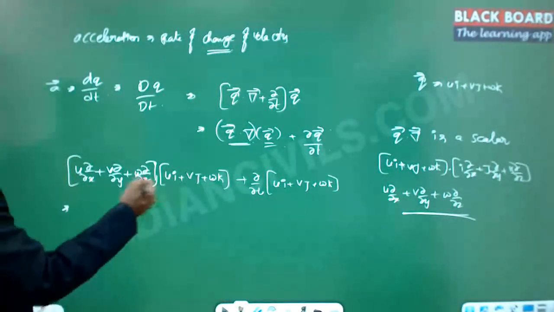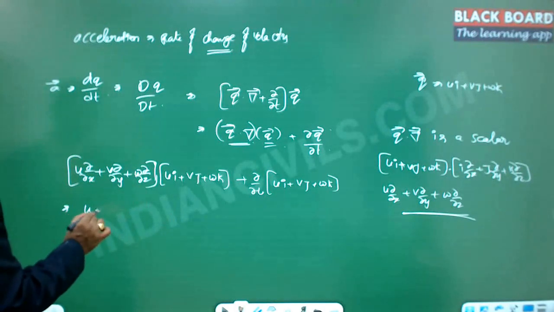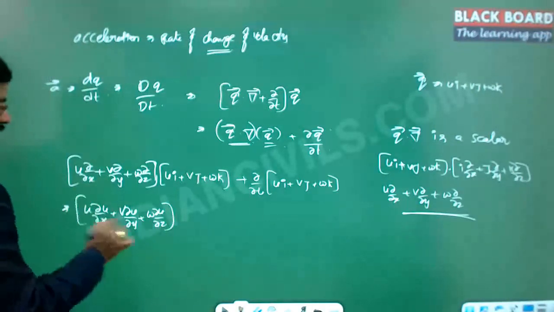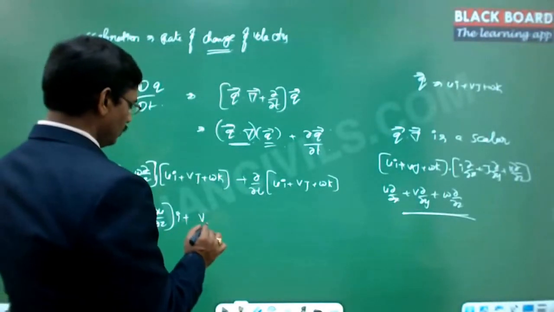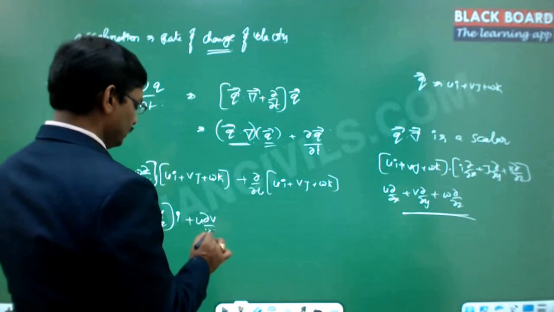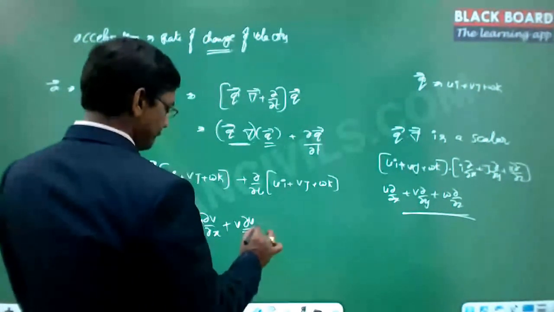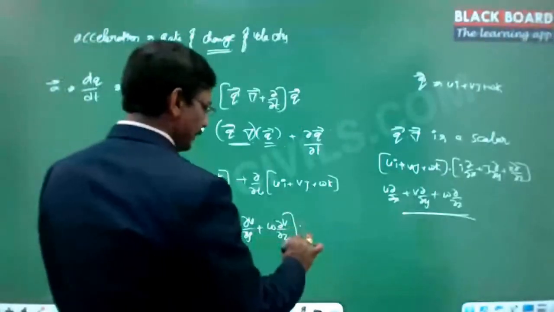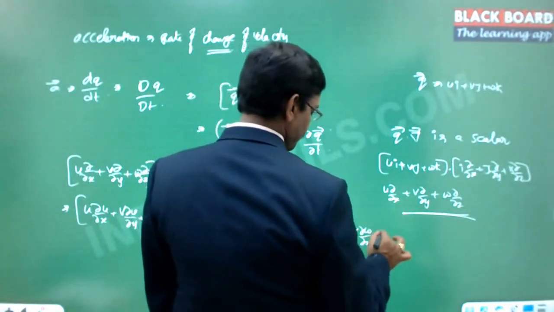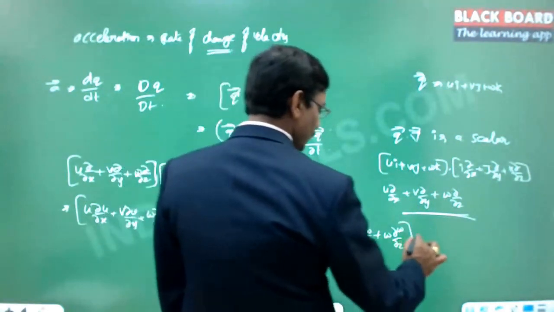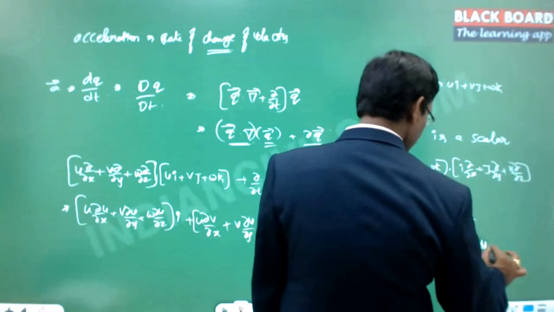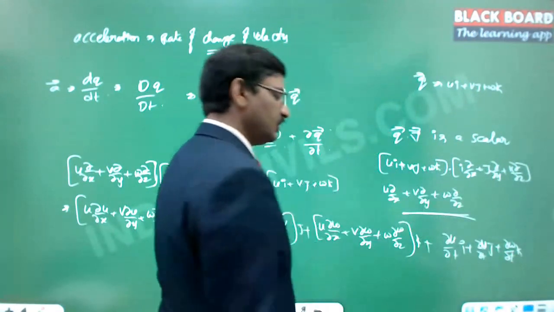Let me write this value in a different way so that it will be easy to understand. This is u dou u by dou x plus v dou u by dou y plus w dou u by dou z, into i, plus u dou v by dou x plus v dou v by dou y plus w dou v by dou z, into j, plus u dou w by dou x plus v dou w by dou y plus w dou w by dou z, into k, plus dou u by dou t into i plus dou v by dou t into j plus dou w by dou t into k. So this is the resultant acceleration vector.